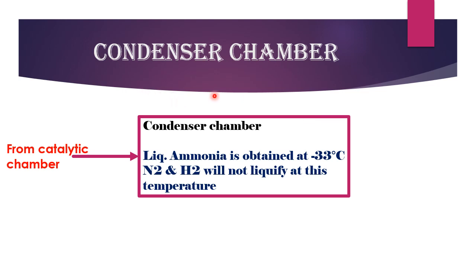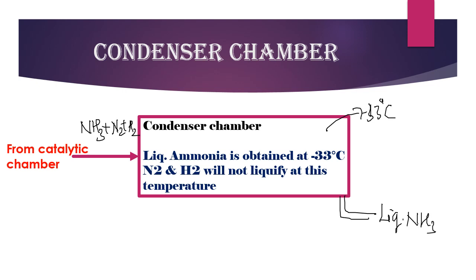The last chamber is the condenser chamber, or you can also call it the cooling chamber, where what comes from the catalytic chamber is ammonia plus unreacted nitrogen and hydrogen. Remember, only 15% conversion means 85% remains as nitrogen and hydrogen. All three are coming. So when all three come here, you will cool. You will have the temperature here around minus 33 degrees Celsius. Only ammonia will liquefy. You will take it out, liquid ammonia.